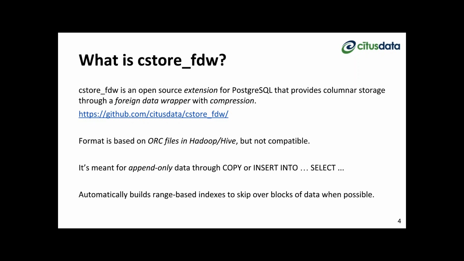And one of the nice features is it automatically builds a sort of an index to skip over certain blocks of data when it's reading data. And this is very useful because, being a foreign table, a lot of the index machinery in Postgres doesn't work for foreign tables, but CStore has its own index machinery.